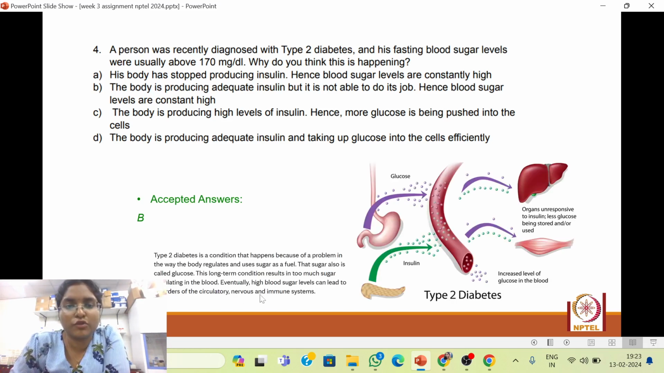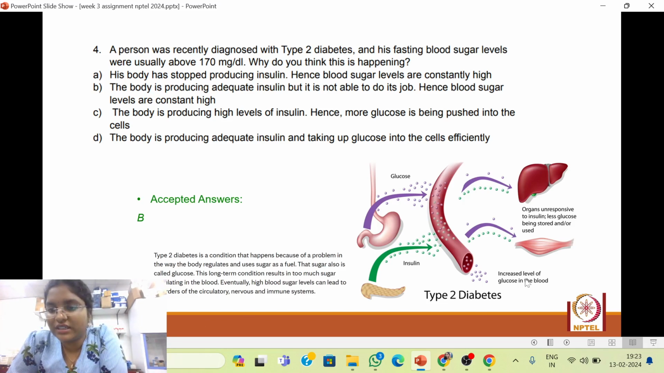Here you can see what type 2 diabetes is. Basically, it is a condition that happens because of a problem in the way the body regulates and uses sugar. That sugar is also called glucose, right? Glucose is the source of sugar in our body. This long term condition results in too much sugar circulating in the blood. Eventually, high blood sugar levels can lead to disorders of the circulatory, nervous, and immune systems as well.